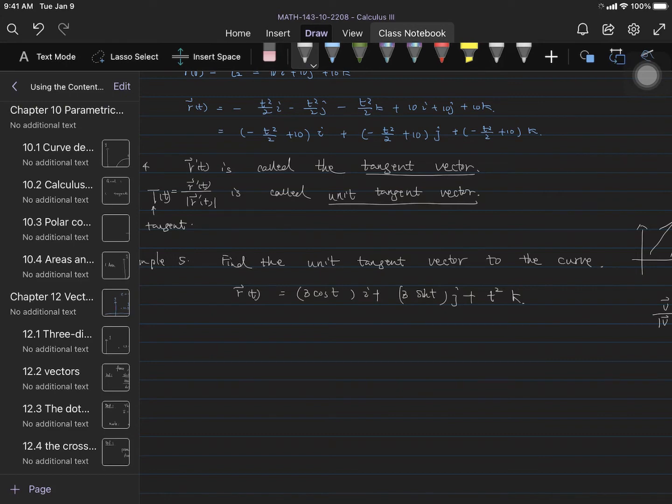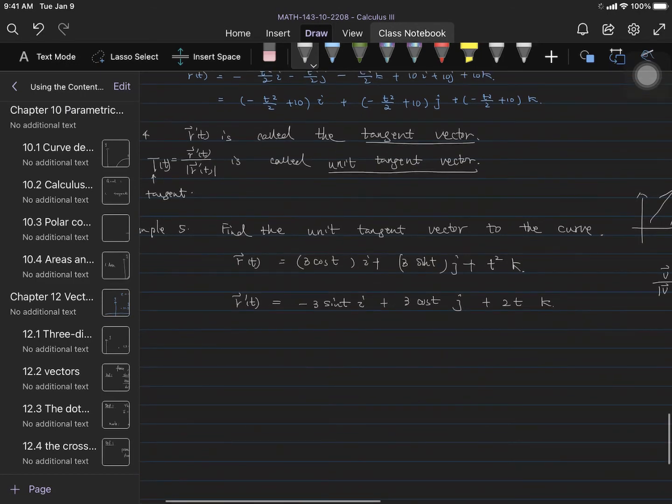We take the derivative of the vector, which is r'(t). For the derivative of the vector, we just take the derivative of each component function. So negative 3 sine t i, plus 3 cosine t j, and plus 2t k. Is that right? Next, if we want to find the unit vector, we need to divide by the length. So next, we find the length of the tangent vector.